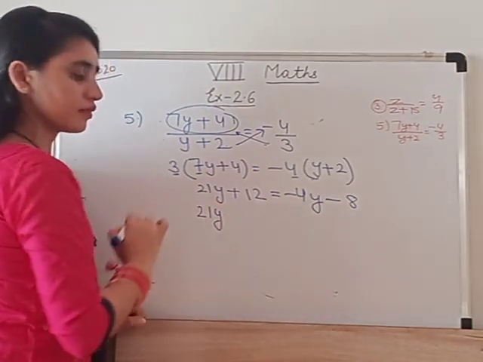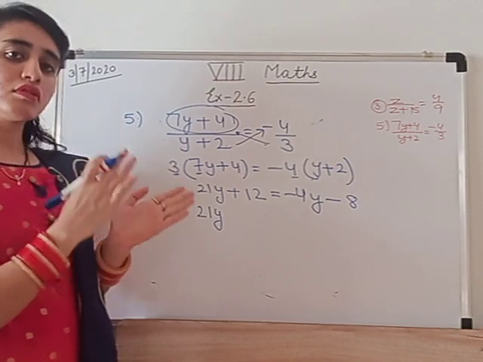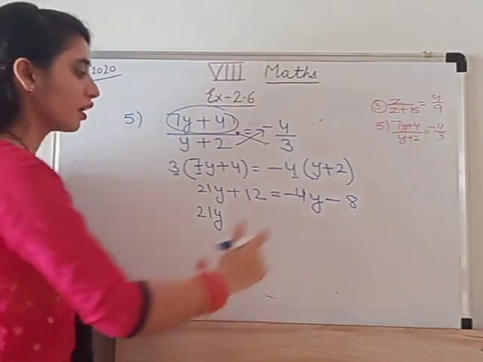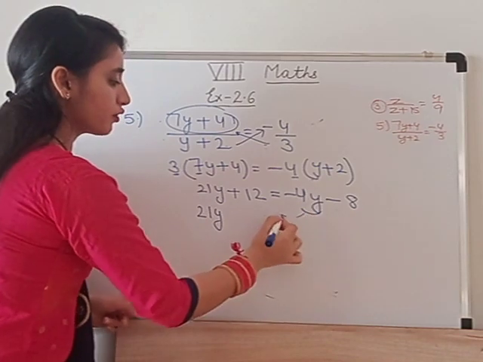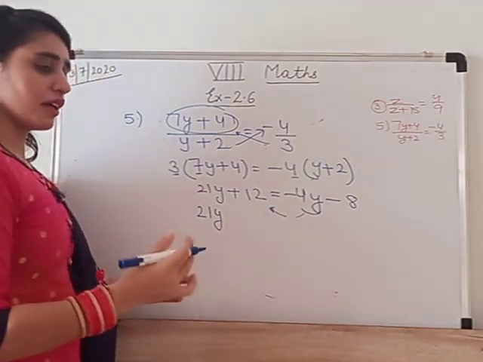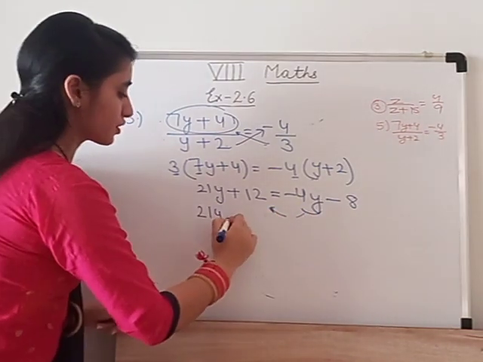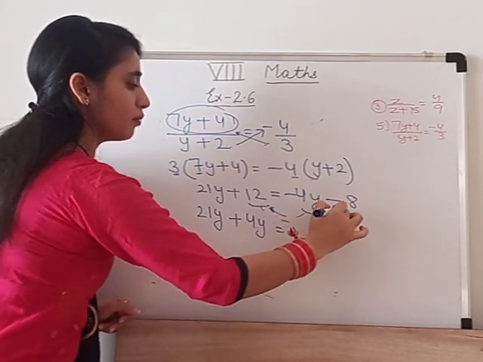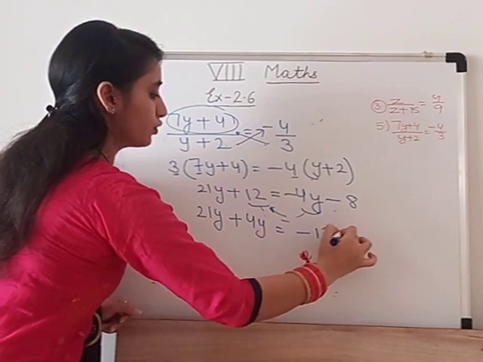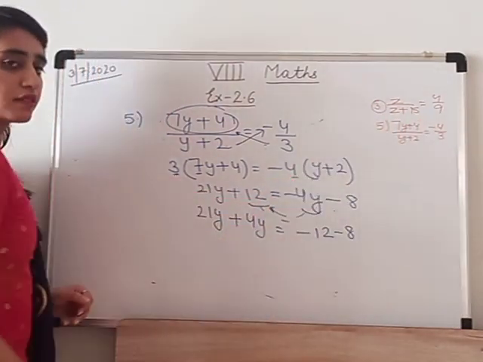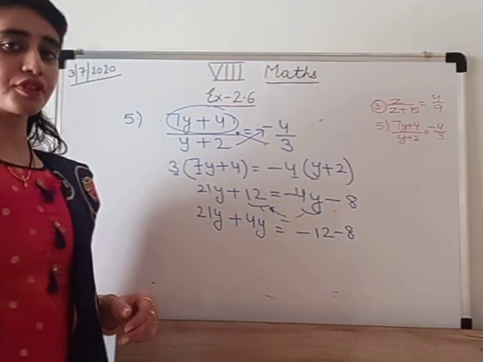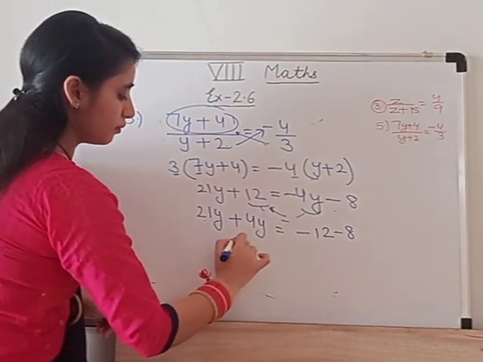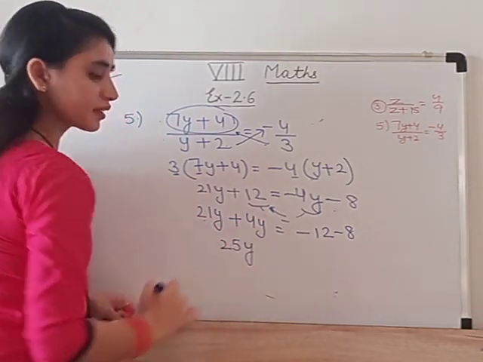21y. Now shift the y terms and constant terms separately. Minus 4y, when shifted to this side, is in positive sign. Means 21y plus 4y, and 12 becomes minus 12 when we move to the right side according to our transposing rule. 21y plus 4y, it becomes 25y as it is.